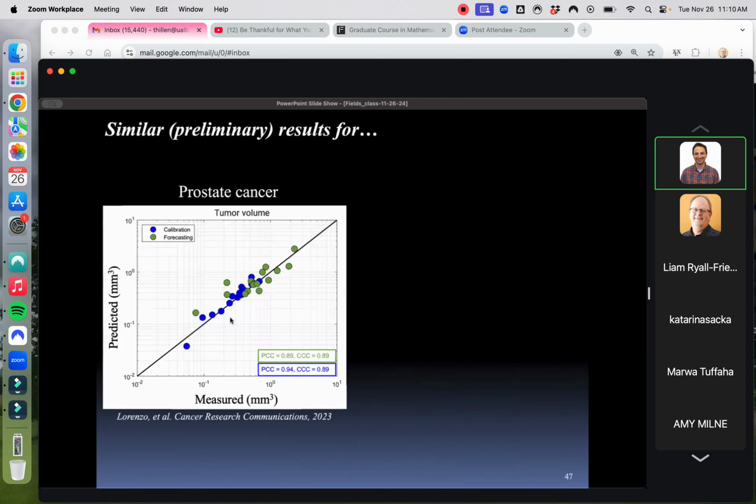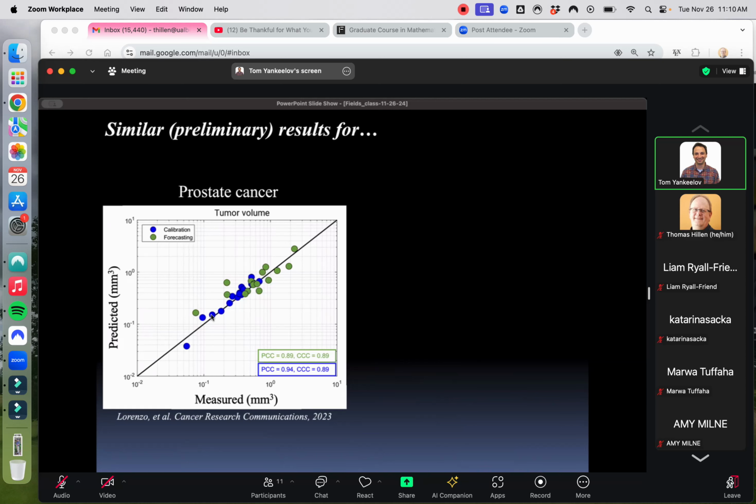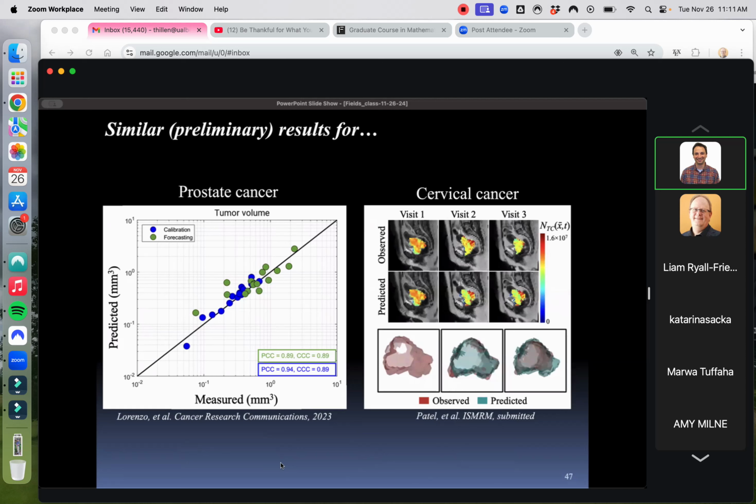Similar results for prostate cancer, just cutting to the chase here and showing the measured versus the predicted. For the calibration, both the calibration component and the forecasting component, pretty good. And then just hot off the press, we just started doing this with cervical cancer. So this is like the first, we've done like 2 patients on this. Cervical cancer is really difficult. You're working in the abdomen here.